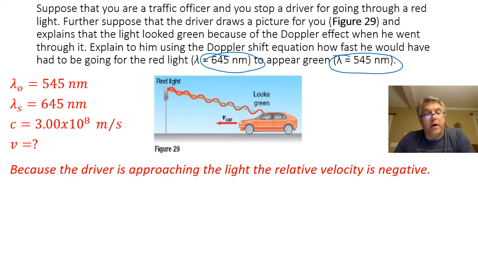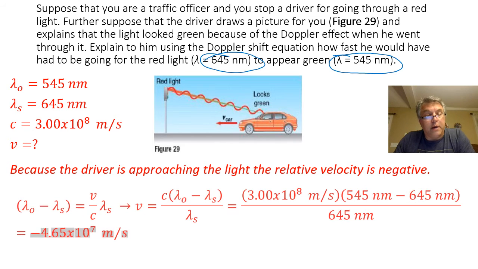So when I look at my wavelength formula for the Doppler effect, I know that the observed wavelength minus the wavelength of the source is equal to the velocity between the source and the observer divided by the speed of light, times the wavelength of the source. And when I rearrange that to solve for the velocity, I'm going to get V is equal to C times the wavelength of the observer minus the wavelength of the source, divided by the wavelength of the source.